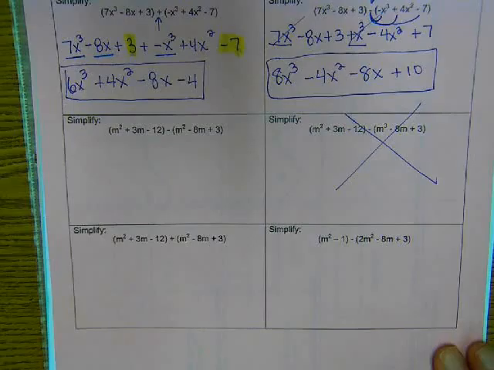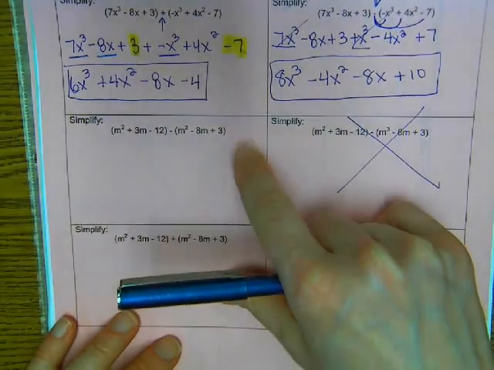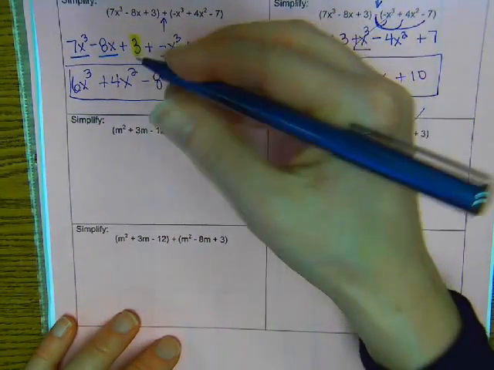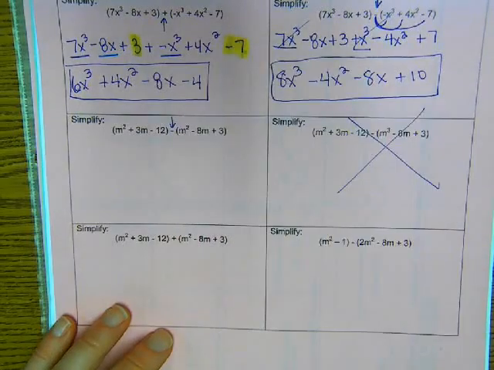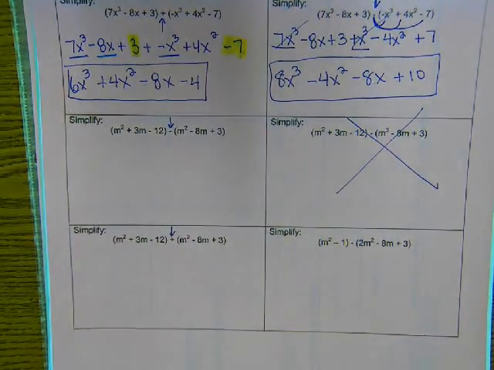Would you, for me, I'm going to give you a minute. Would you do these two? This one is subtraction, be careful. This one is addition. So try them on your own, and then we're going to check answers.